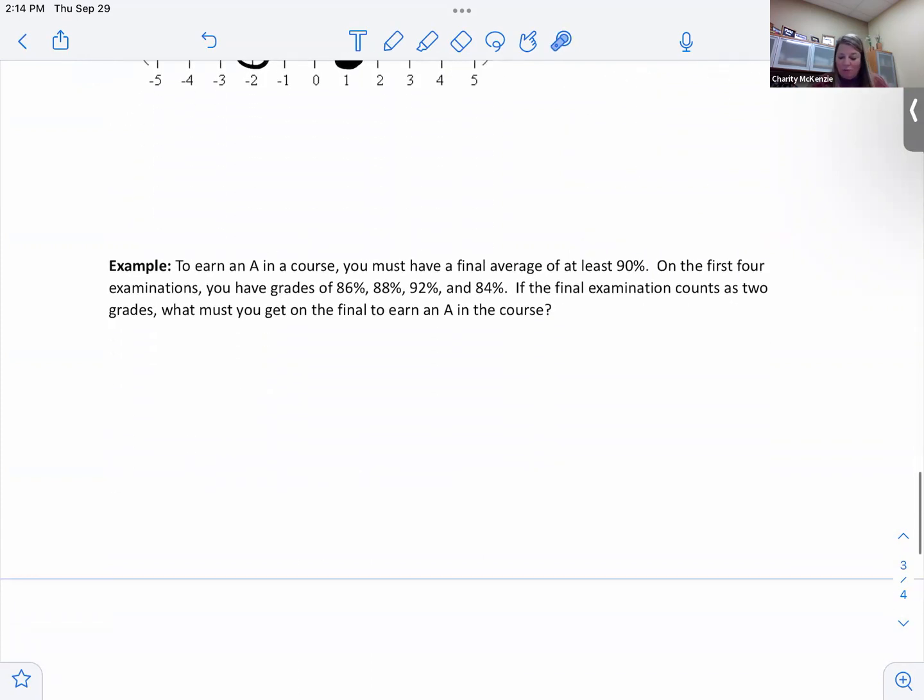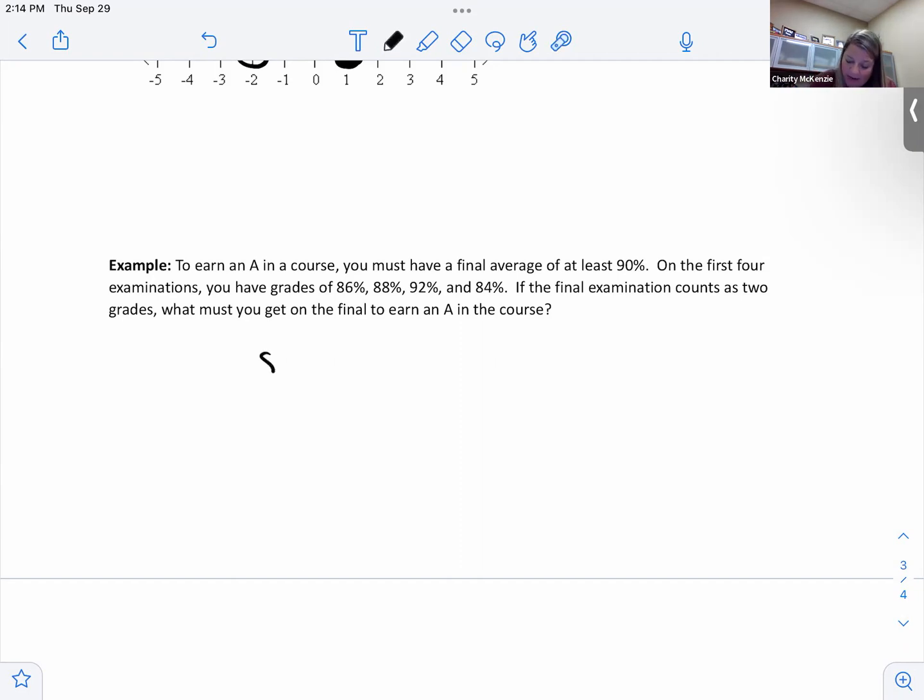Okay, last problem. To earn an A in a course, you must have a final average of at least a 90%. On the first 4 examinations, you get these 4 grades. If the final examination counts as 2 grades, what must you get on that final to earn an A in the course? Okay, so let's think about this.